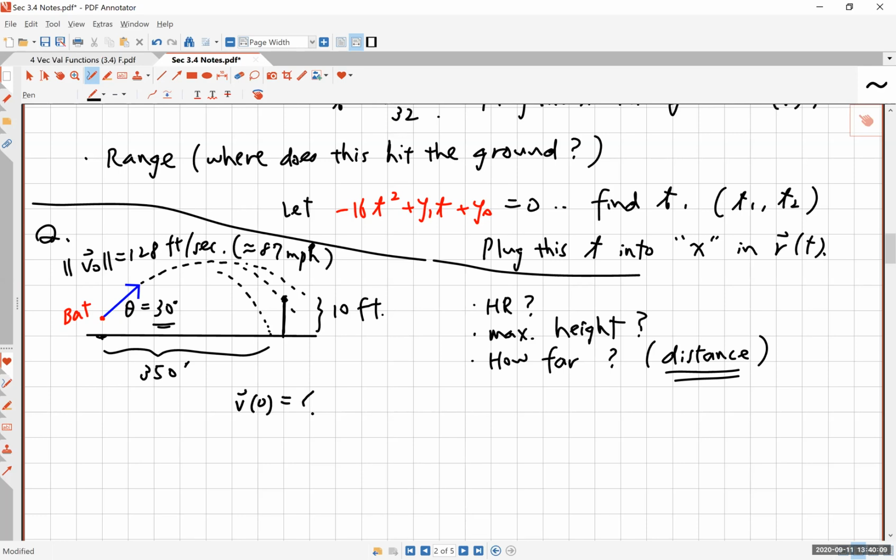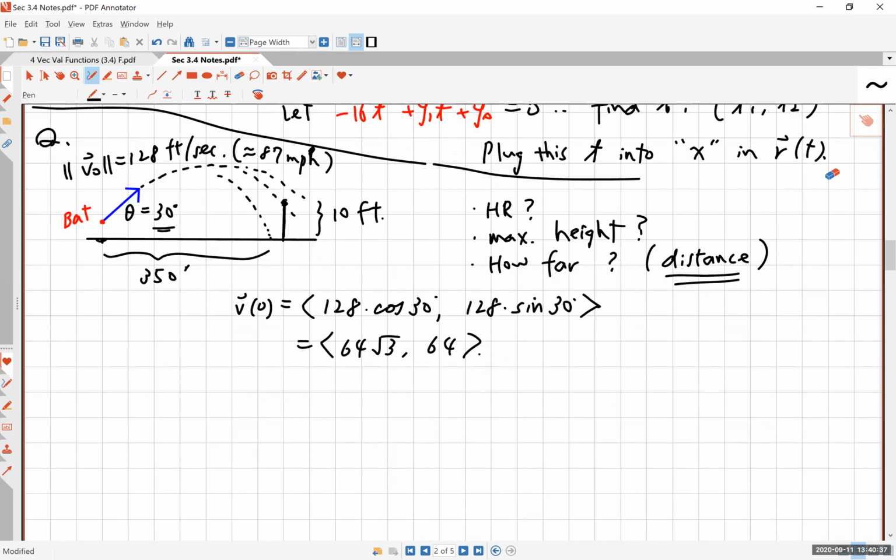Okay, so remember, this is 128 feet per second times the cosine of 30 degrees, and then 128 times the sine of 30 degrees. And now you know what these numbers are. Right. So cosine of 30 is, of course, the square root of 3 over 2. So this will be 64 square root of 3. And then the sine is 1/2. So this is 64. All right. So that's a pretty simple expression.